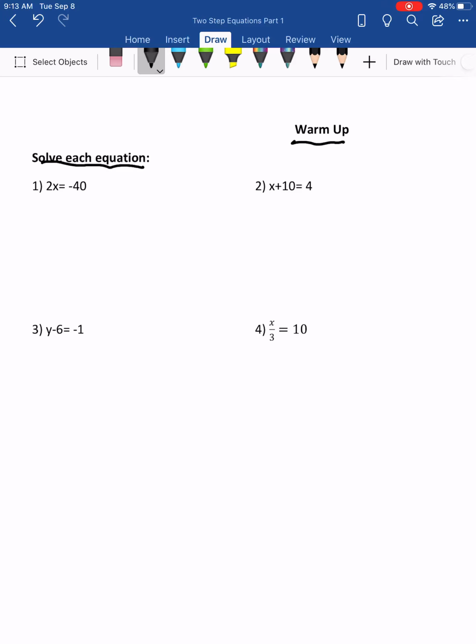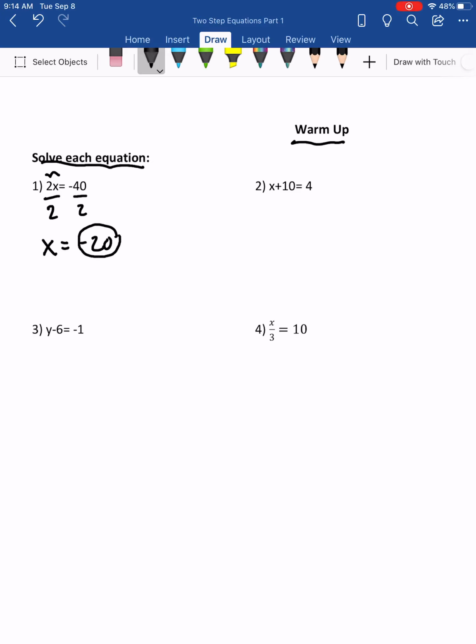All right, so number one, 2x equals negative 40. So when we have 2x, that means 2 times x. So we're going to solve for x by using the opposite of multiplication, right? This is 2 times x, so we're going to divide each side by 2. So x is going to be negative 40 divided by 2. When we're dividing or multiplying and we have different signs, this is a negative, this is a positive, the answer is negative, so this is going to be negative 20.